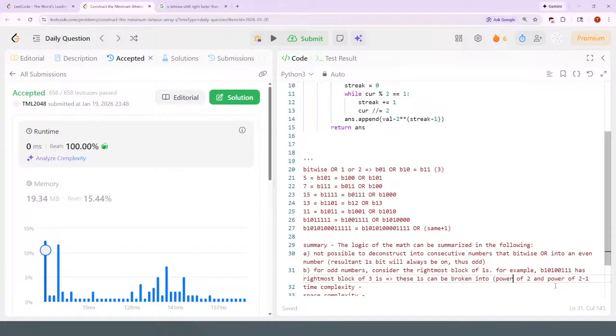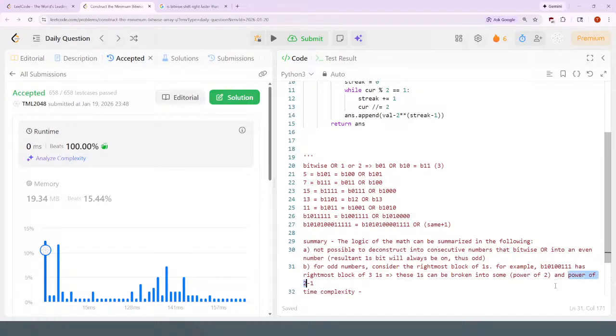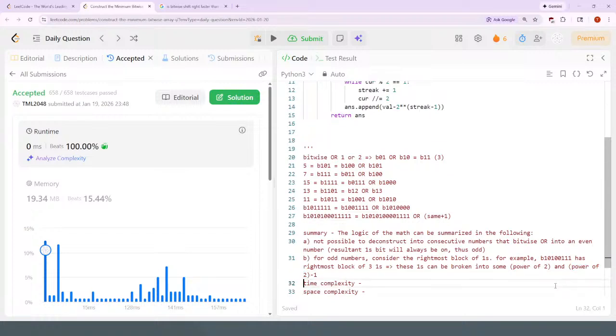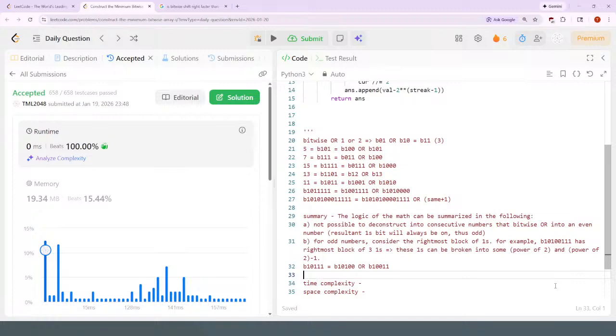Where the power of 2 is an actual number of some power of 2. So for example, let's say 1 0 1 1 1 can be broken up to be 1 0 0 0, the power of 2, and then the other one would be 1 less than that, which is 1 less than 8, which is B 0 1 1 1.